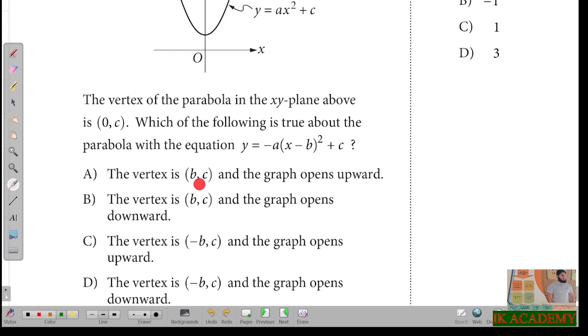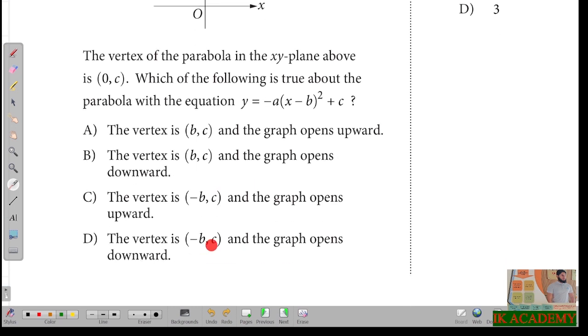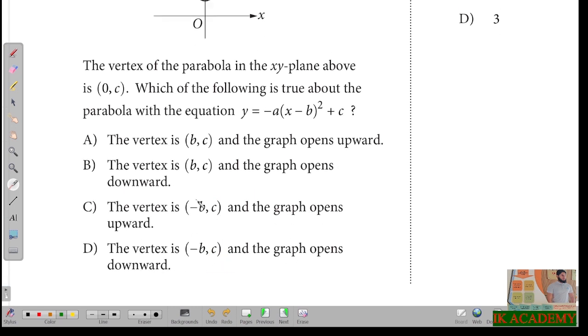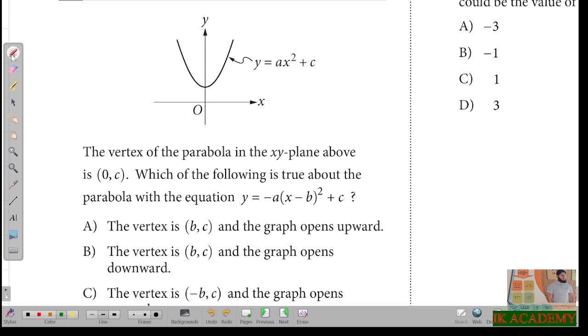First says the vertex B, C and the graph opens upwards. Second says the vertex B, C and the graph opens downward. C, the vertex minus B, C and the graph opens upward. Vertex minus B, C and the graph opens downward. From the given equation, we can easily see it is opening upward when the coefficient of x square is positive. Here A is positive.